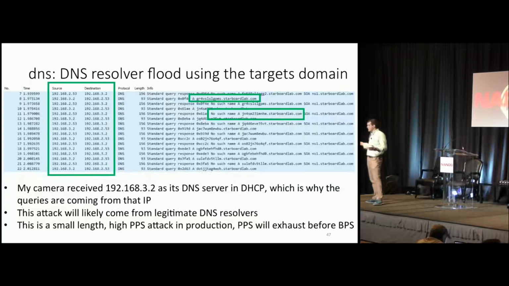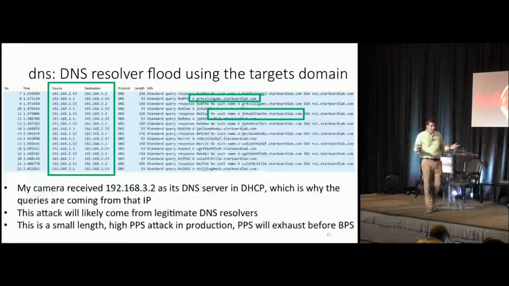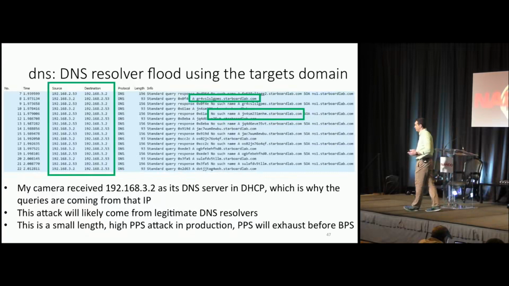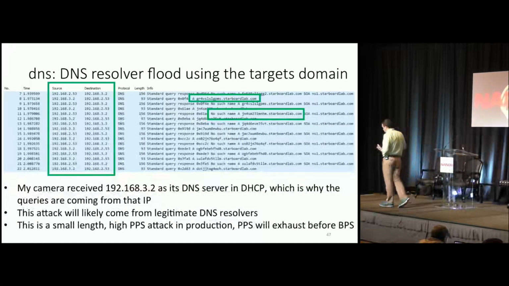So this is how it looks on the DNS server. I'm getting these attacks from a real legitimate DNS server. And in production, these are going to be real DNS servers. So you can't block requests from Comcast's resolvers, right? You don't want to do that, or Verizon's resolvers. You can't do that. So this is a difficult one to try and fight. It's small length, high packets per second. In my history of working on this one, it can be a pretty tough one.